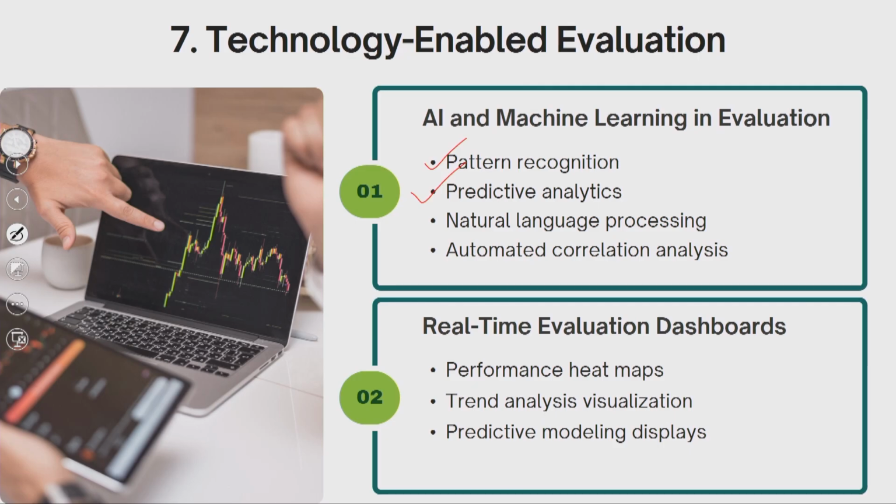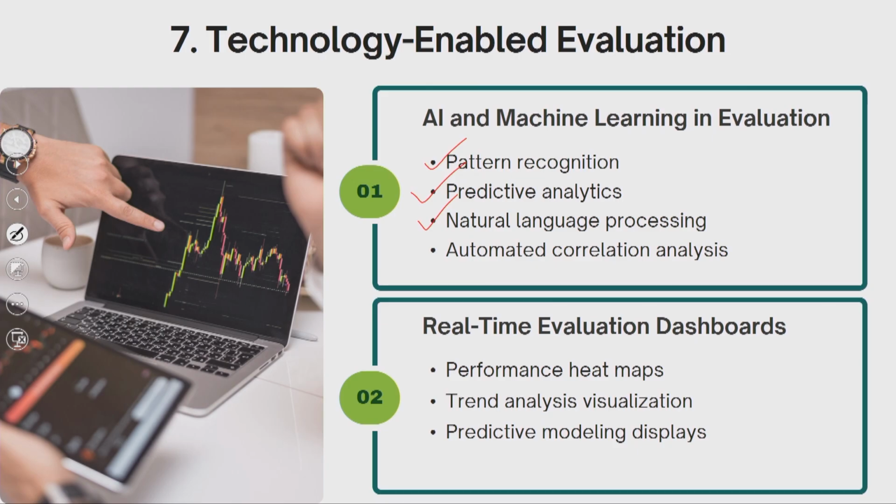Then you have the NLP, natural language processing, which transforms qualitative feedback into quantitative insights by analyzing thousands of comments, survey responses, and performance reviews. So the AI can identify emerging themes, sentiment patterns, and specific improvement suggestions that would take human analysts weeks to process. So this capability reveals nuanced insights about learning experience, quality, and effectiveness.